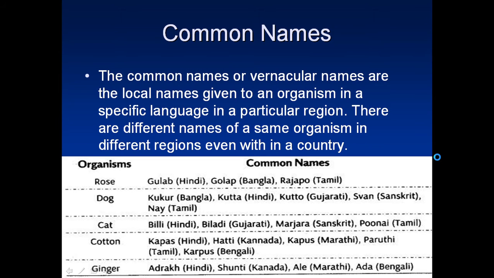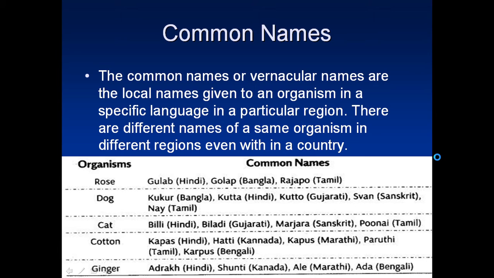So, what are common names? Or we can say, what are common names or vernacular names? So these are the local names given to an organism in a specific language in a particular region. So there are different names of the same organism in different regions even within a country.